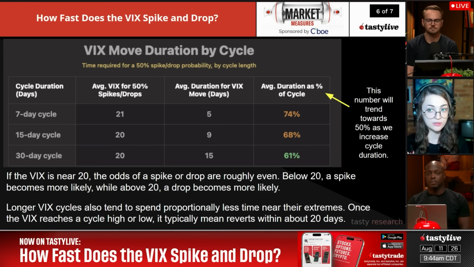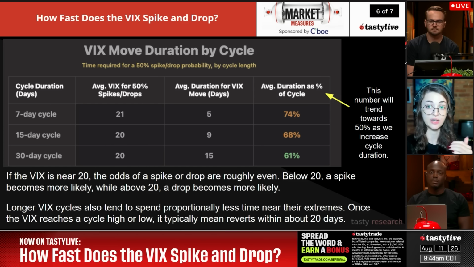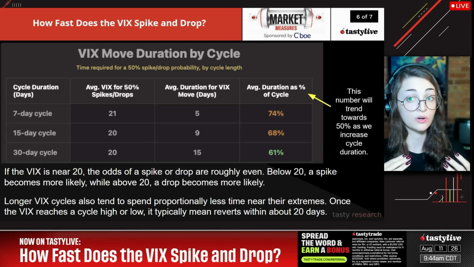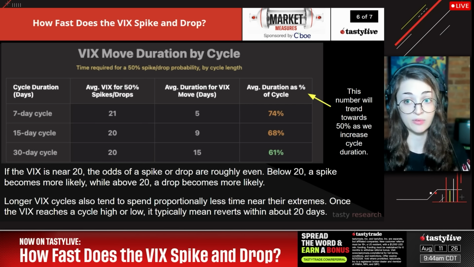So this I also found to be a very interesting result. But here we're basically looking at 7, 15, and 30-day cycles, so different time frames for the VIX cycles. And what's very interesting is that when there is a 50-50 chance of an expansion or contraction, that is around an average VIX level of 20 to 21, regardless of what time frame you use.